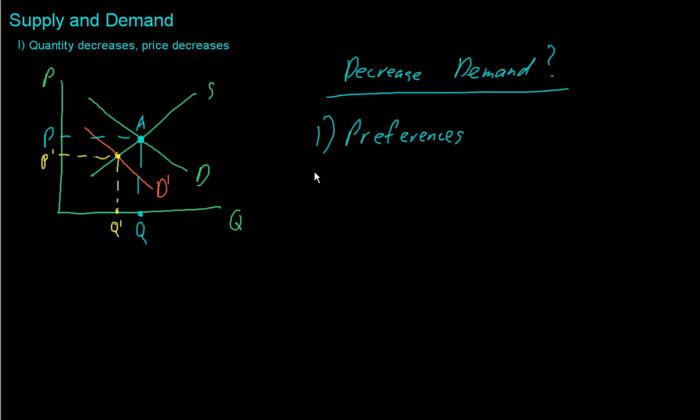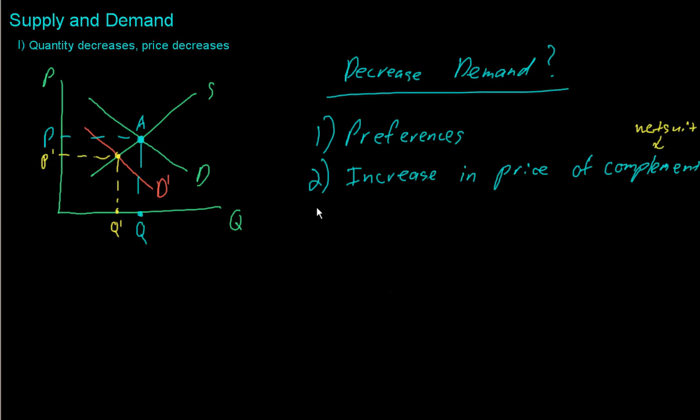The second thing is an increase in the price of a complement. So again, if you need a wetsuit to go surfing, and wetsuits are all of a sudden more expensive, now it's more expensive to go surfing, and you will buy fewer surfboards in a large market.